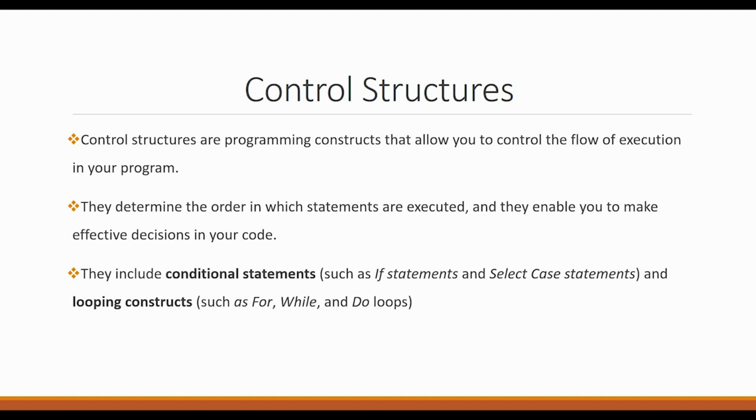So over here we are saying that control structures are programming constructs that allow you to control the flow of execution in your program. They determine the order in which statements are executed, and they enable you to make effective decisions in your code. Some of them are the conditional statements, that is the if statement and the select case statement, and we have the looping constructs as well, that is the for, while and do loops.